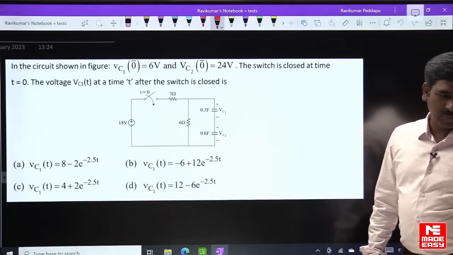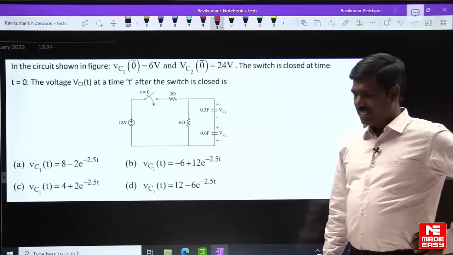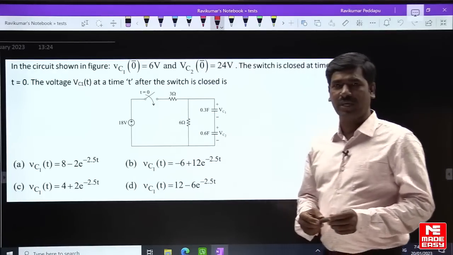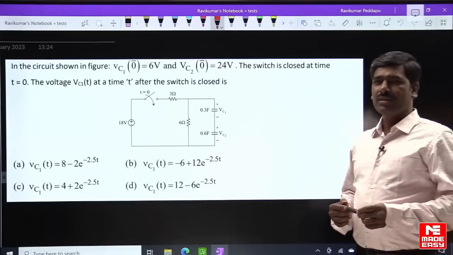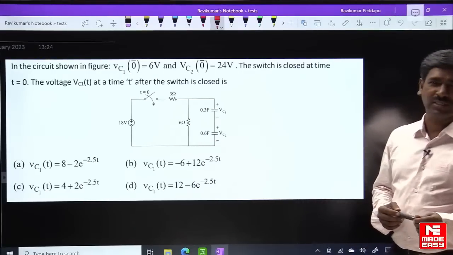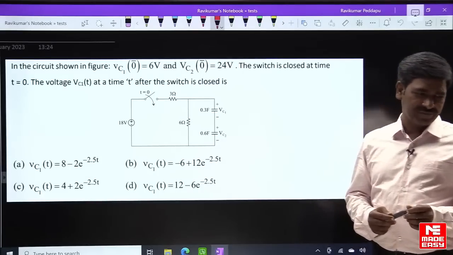Option A. So many students have given option A. So is this a first order circuit or second order circuit? It is a first order circuit only. For a first order circuit, the input is a DC or step input. What is the formula for this one? Just use the final value plus initial value minus final value e power minus t by tau. That is enough.